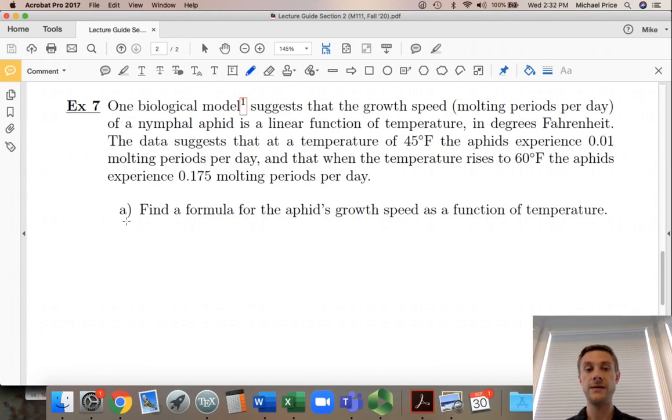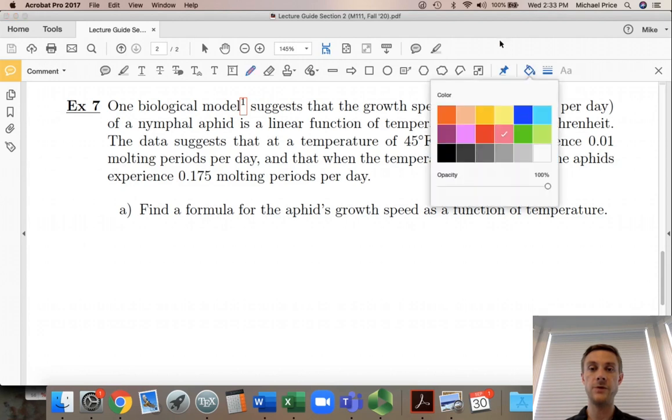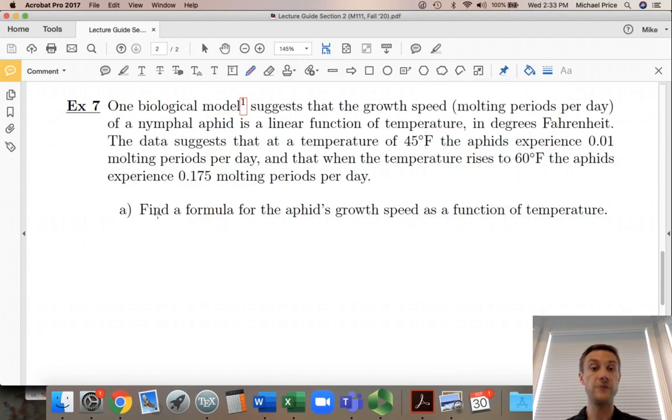But what I would say is, let's read this first question and at least figure out what we are trying to accomplish here. What am I supposed to be using this information for? So the first piece of information here, or the directions here, are: find a formula for the aphid's growth speed as a function of temperature. And one of the things I want to do right off the bat is just note that this phrase is a super common one. We're going to see this term over and over again.